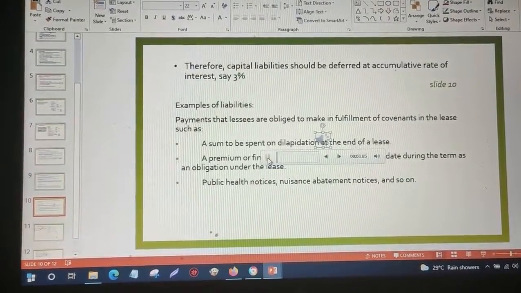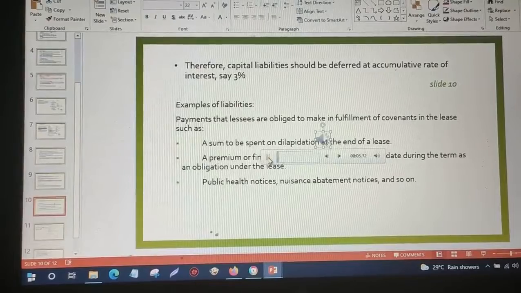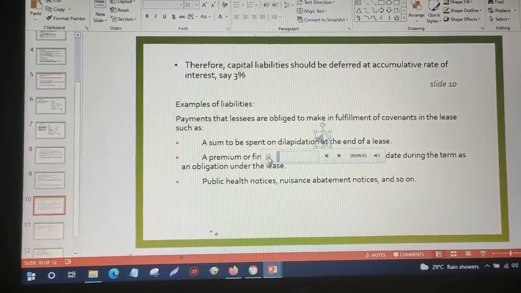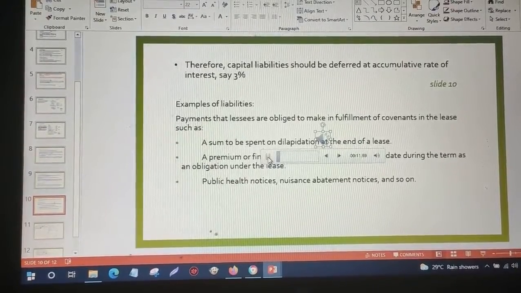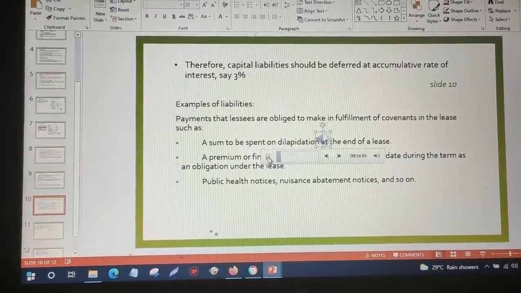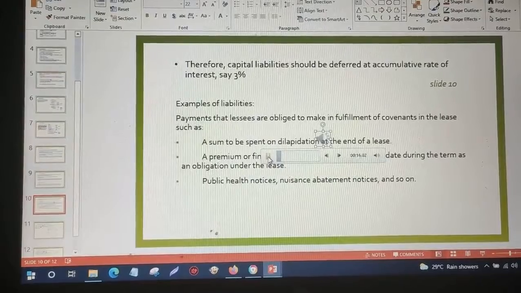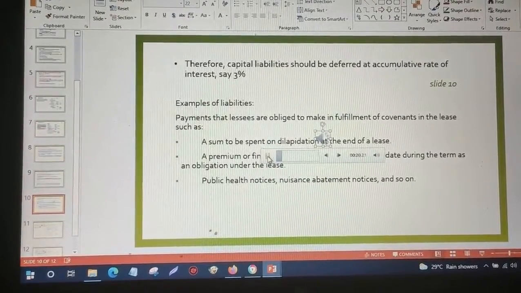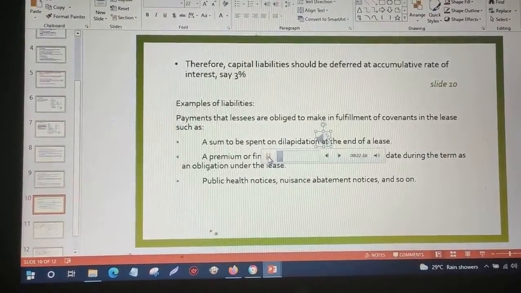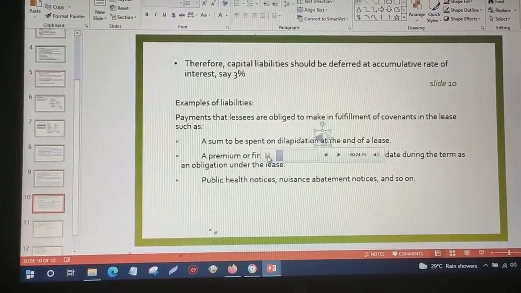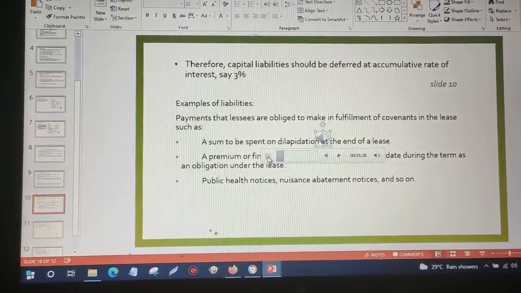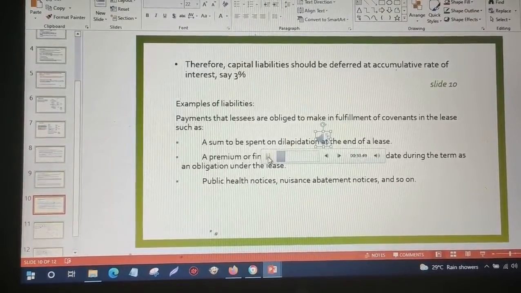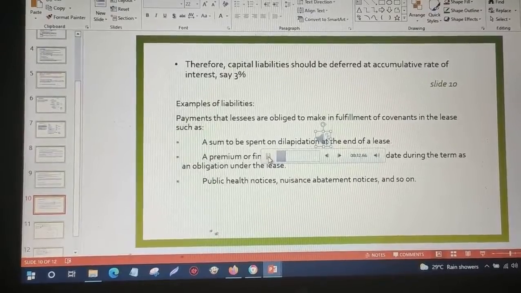Now, let me remind you again that capital liabilities should be deferred at the accumulative rate, and I've explained that because the investor will need to set up a sinking fund to be able to meet a capital sum which is compulsory at the end of a certain period, so that he will be able to do it. Otherwise, he goes to court, or he can face other forms of penalties for failing to do it because it's a liability. Now, I give you examples of liability.